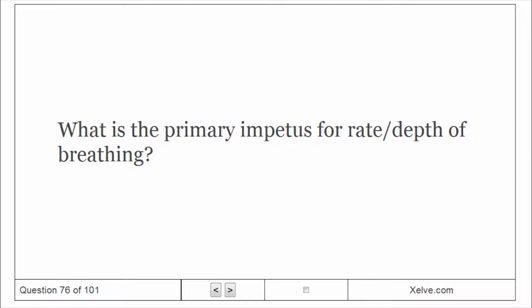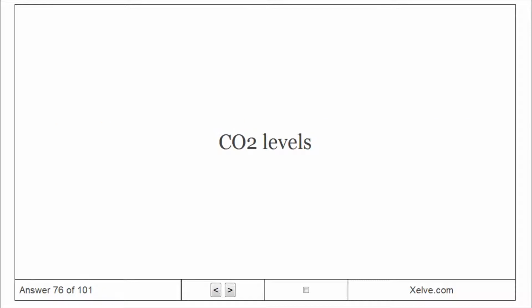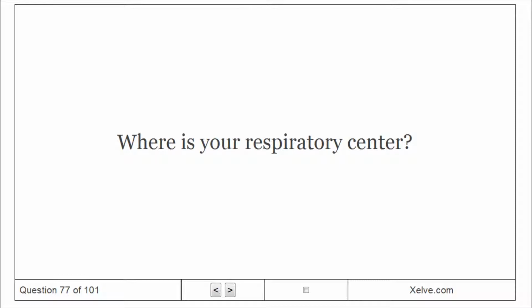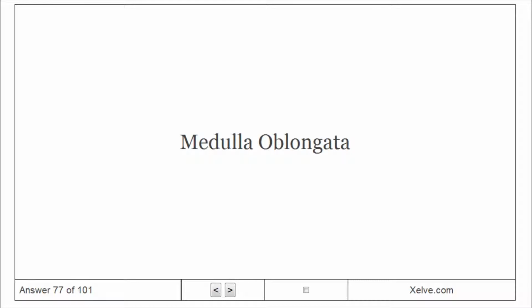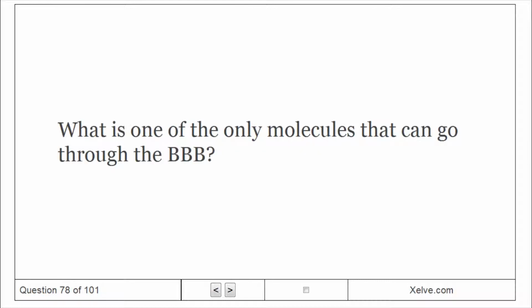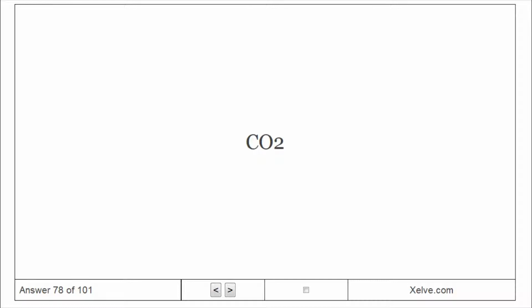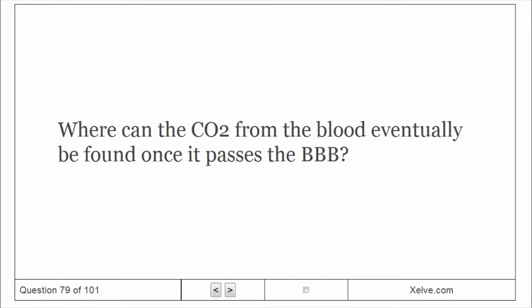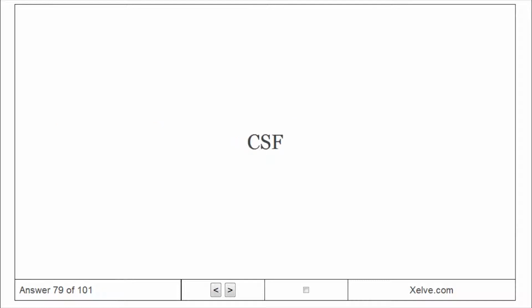What is the primary impetus for rate and depth of breathing? CO2 levels. Where is your respiratory center? Medulla oblongata. What is one of the only molecules that can go through the BBB? CO2. Where can the CO2 from the blood eventually be found once it passes the BBB? CSF.